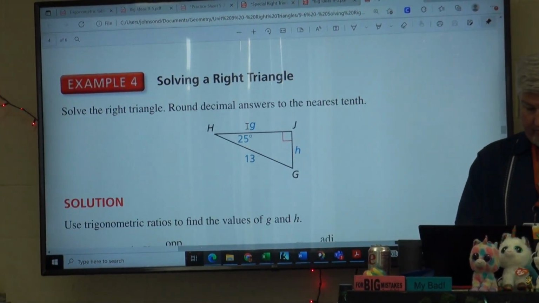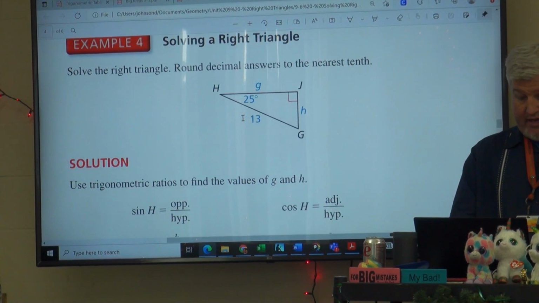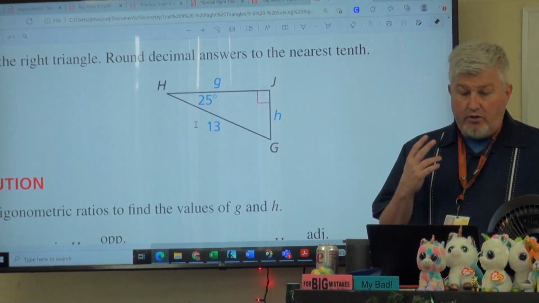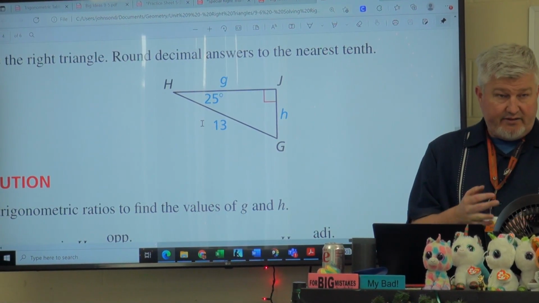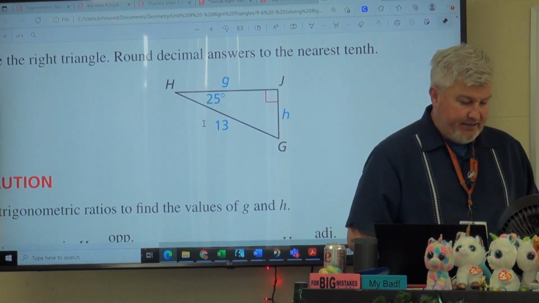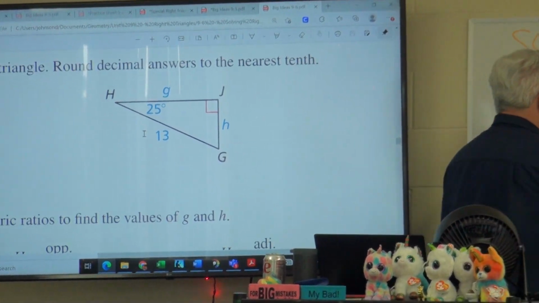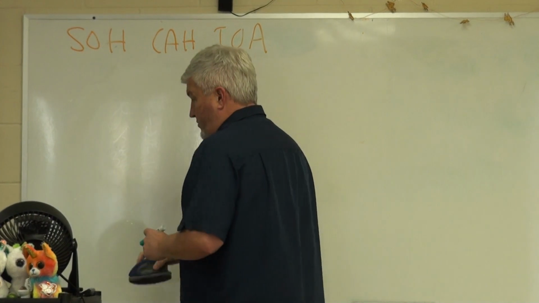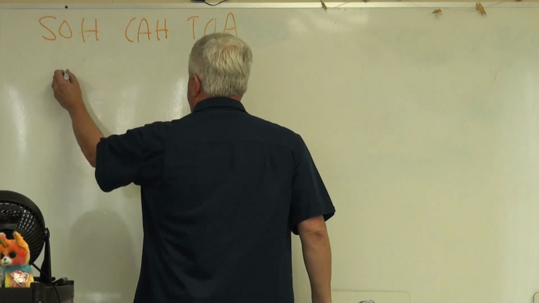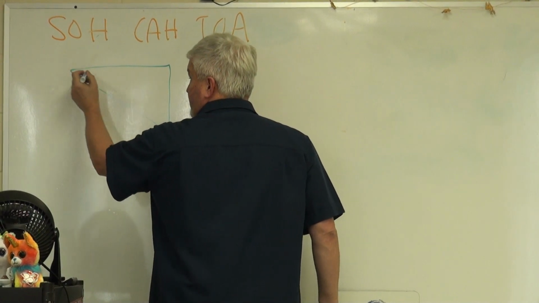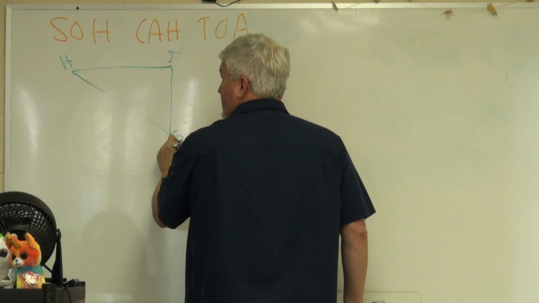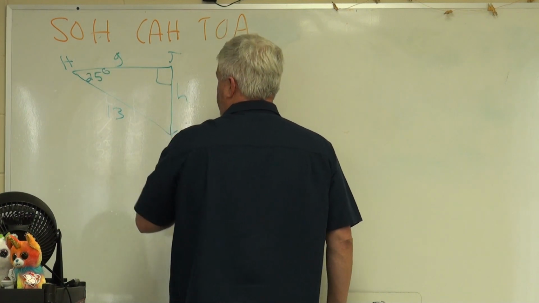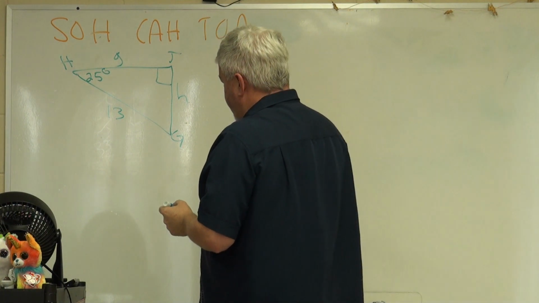Solving a right triangle. All right, now this is slightly different, okay? Here is where they gave you, instead of giving you two side lengths, they gave you one side length and one angle. And that's fine. We can still solve for it, not a big deal. So let me erase and draw my triangle HJG. Right angle, this is 25 degrees, this is 13, G and H. Okay. So I need to solve for the other sides.